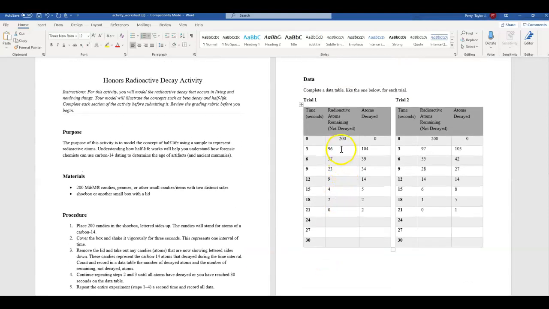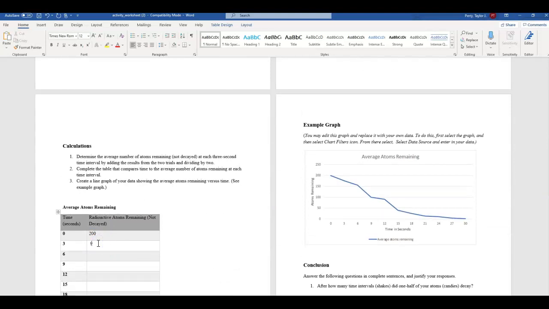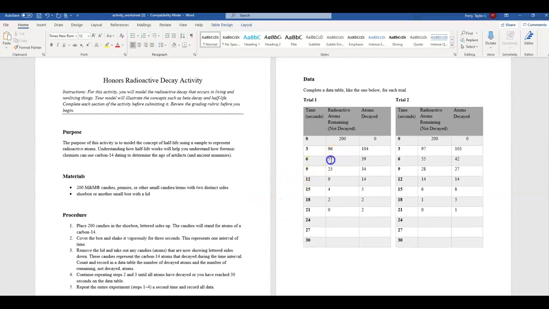So we're going to take this number and this number, 96 and 97. We're going to add that up and then divide by 2, okay? So let's see, 96 plus 97 is like 190. Let me get a calculator, hold on. 96 plus 97 is 193. We're going to divide that by 2. I get 96.5. So I'm going to come over here and write 96.5. I'm going to do the same thing at the 6-second interval.